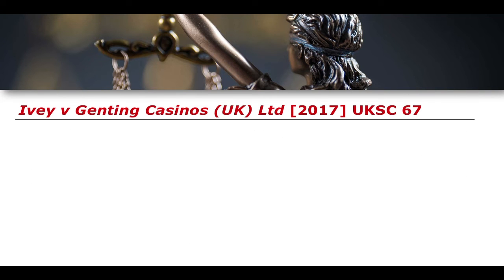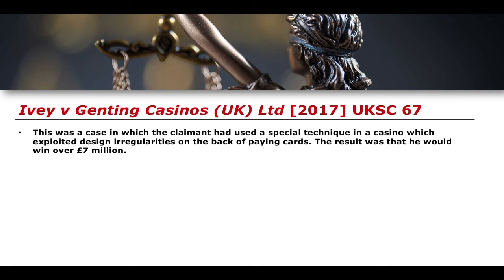So we get all the way up to the case of Ivey and Genting Casinos UK Limited from 2017, a Supreme Court case. This case was one in which a claimant had used a special technique in a casino which essentially exploited the design irregularities on the back of playing cards. The result of this was very successful. He would ultimately win over £7 million as the result of basically exploiting and, if we're being honest, cheating at a casino in the exploitation of the design irregularity on playing cards.